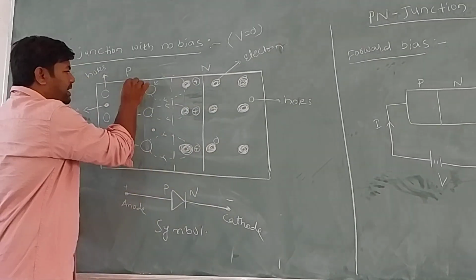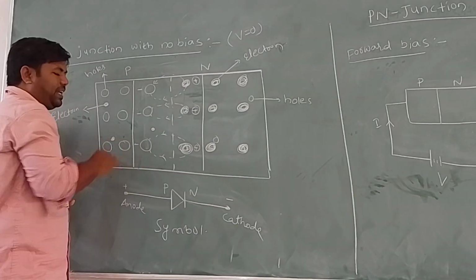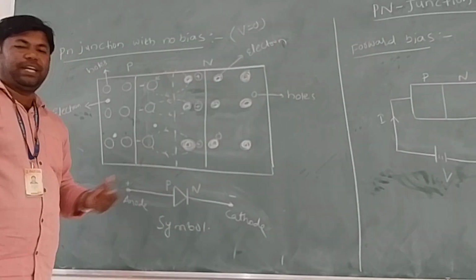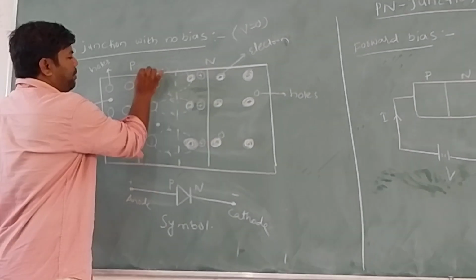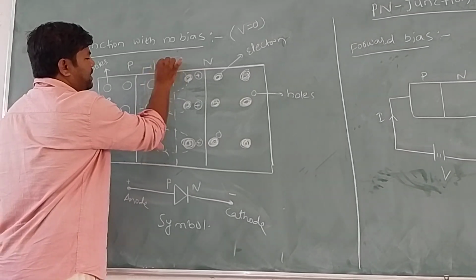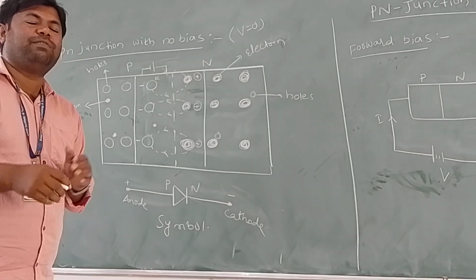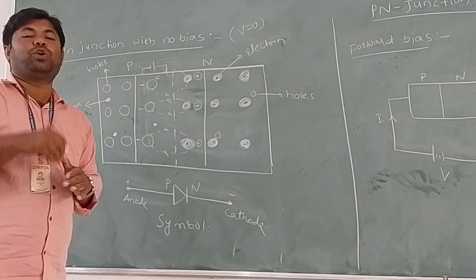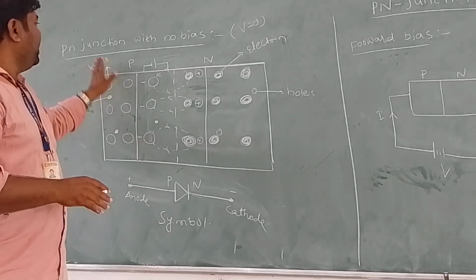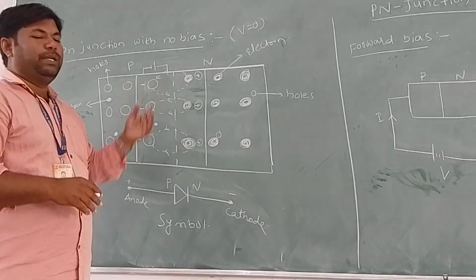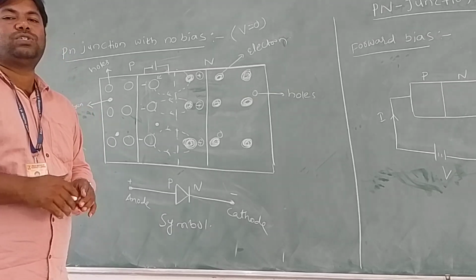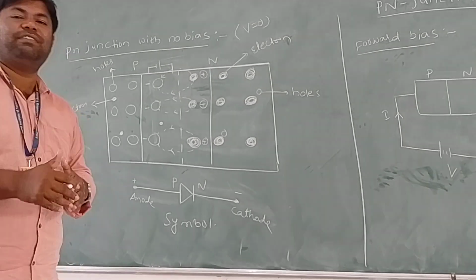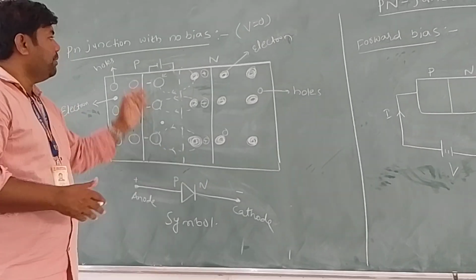A region is developed, which we call the depletion region. Due to this depletion region, one side is a negative terminal and the other side is a positive terminal, so an electric field is generated. That electric field we call the potential barrier. So in a PN junction diode with no bias, an electric field, a potential barrier and a depletion region are all generated.